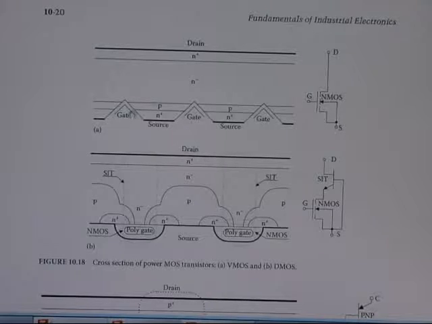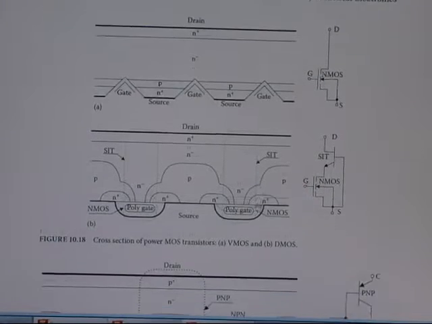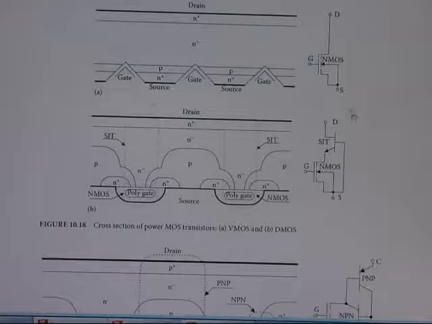So this is between the gate and the drain and the source, this diagram, and how the charge will be allocated in the metal oxide semiconductor.